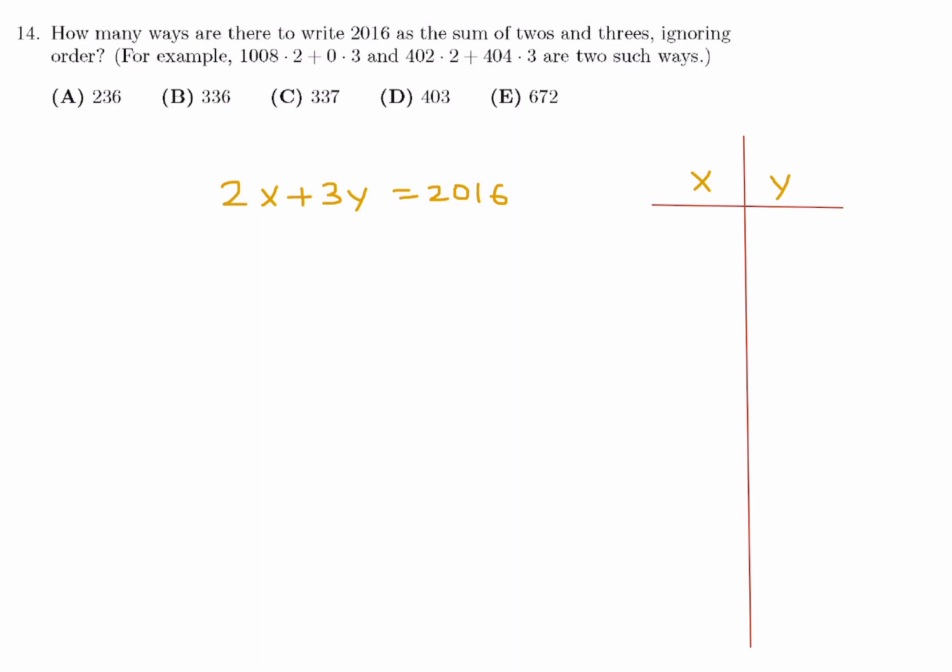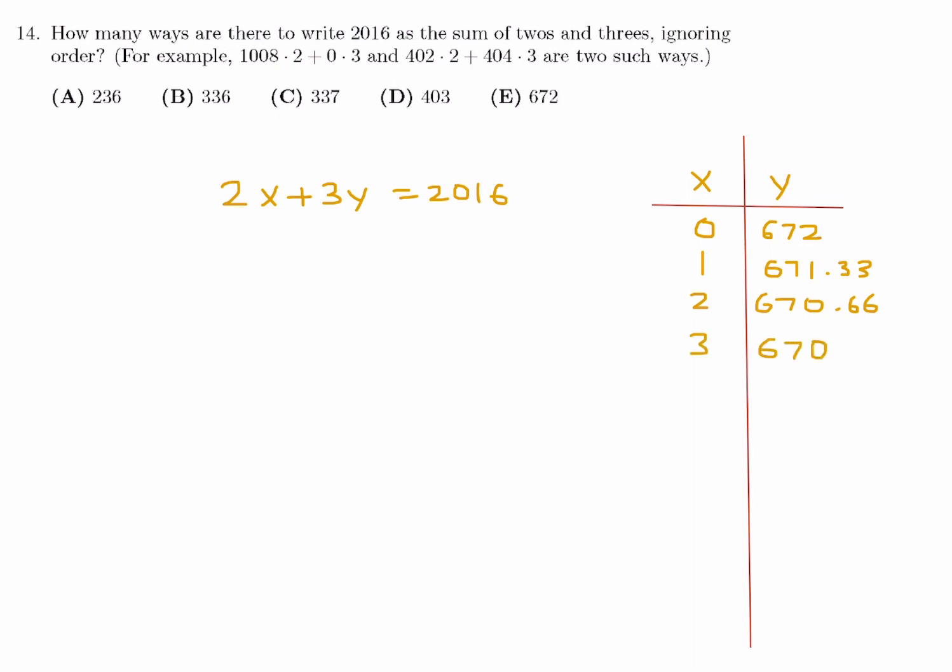Okay, well, I guess the lowest value for x is 0. And when x is 0, y will be 672. All right, let's keep going. When x is 1, this will be about 671.33. When x is 2, this will be 670.66. That's no good. We've got to have integer values for x and y, because they represent a certain amount of 2's and a certain amount of 3's, whole numbers. When x is 3, then you get an integer.